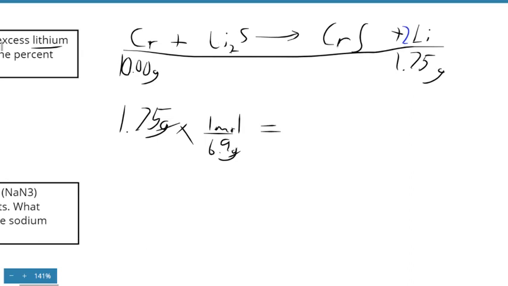So if we put this in our calculator, 1.75 divided by 6.9, that is 0.2536. Let's just keep some additional digits. But this is 2 sig figs, so I'll do an arrow there. Moles. And this is lithium. Let's write the element.